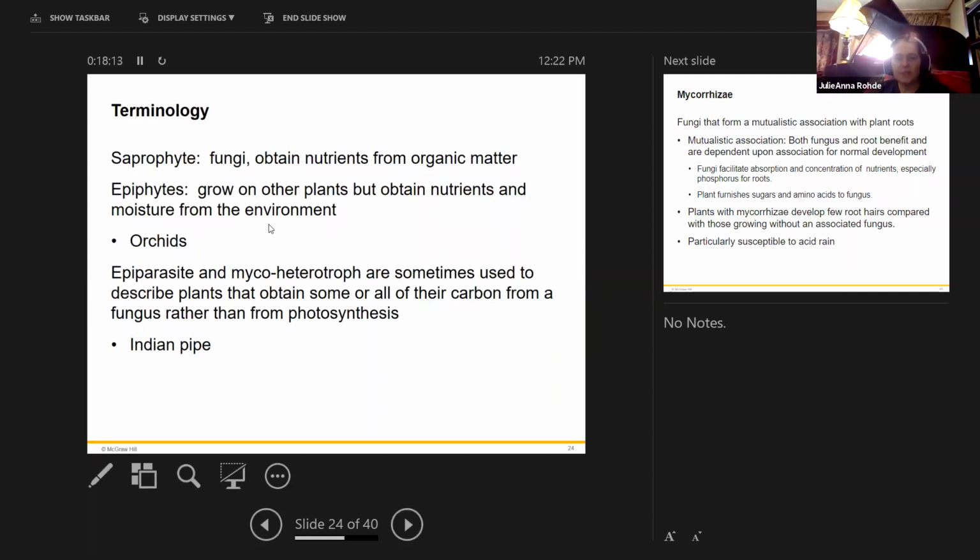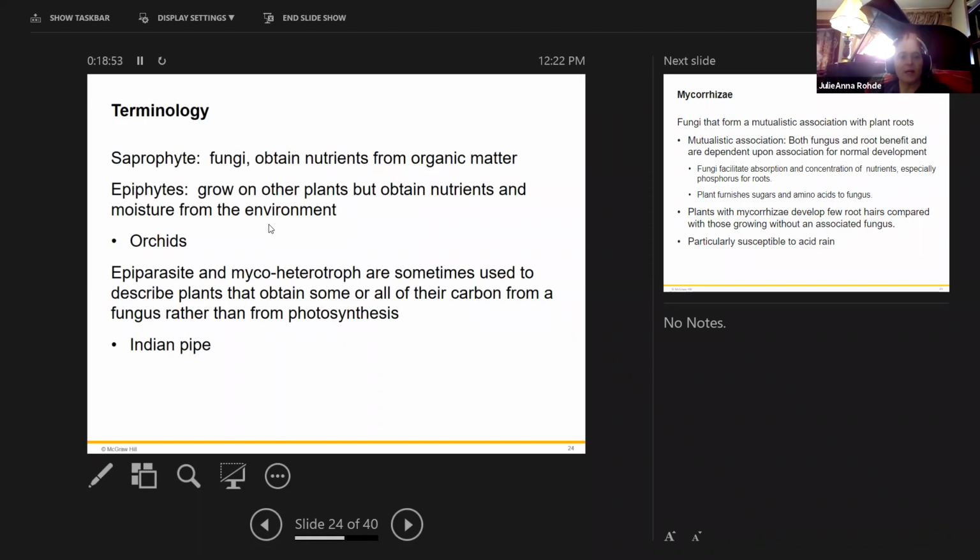So here's some terminology to help you out with some things. We have a saprophyte, and those from biology may remember that term. The fungi are saprophytic. They obtain their nutrients from organic matter. They decompose it outside of themselves with enzymes and then bring it in. And of course, saprophytes can grow on plants and be parasitic. I mean, kind of in a sense, fungi can. Okay. We have epiphytes, and these grow on other plants but obtain moisture and nutrients from the environment.